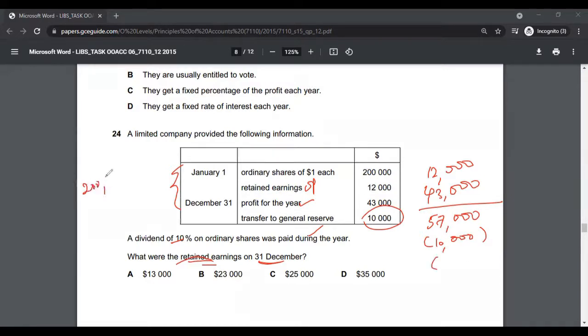So what's the dividend? So dividend would be 200,000 times 10%. That's going to be 20,000. And this is 55. So 20,000, right? So this would be 55,000 minus 30,000. That would give me retained earnings of 25,000. So the answer to multiple choice 24 is option C.